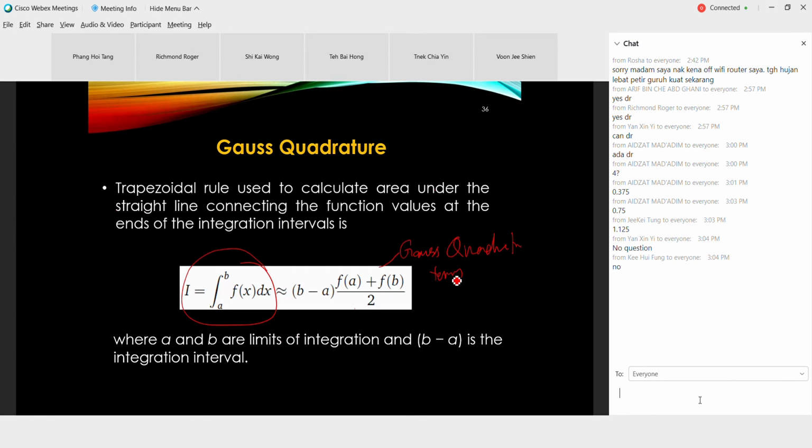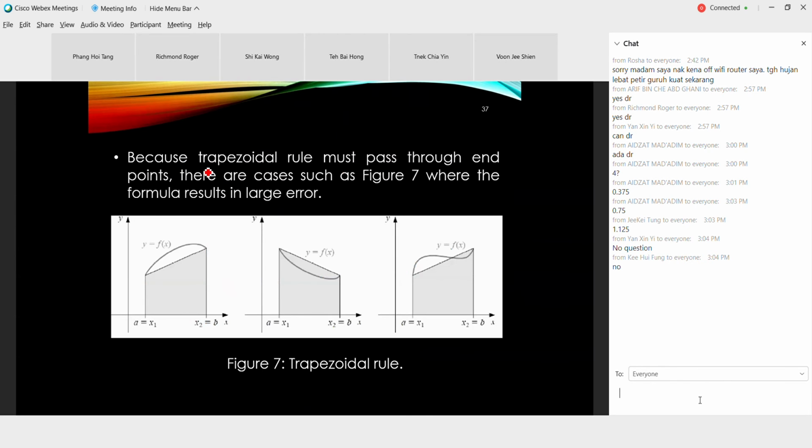How can we transform? We need to understand that a and b are the limits of the integration and b minus a is the integration interval. So we transform the boundary a to the function a, the boundary b to the function b, and then we divide by 2. Because the trapezoidal rule must pass through the n points, there are cases such as this figure where the formula results in large error. So that is the reason why we use Gauss quadrature.